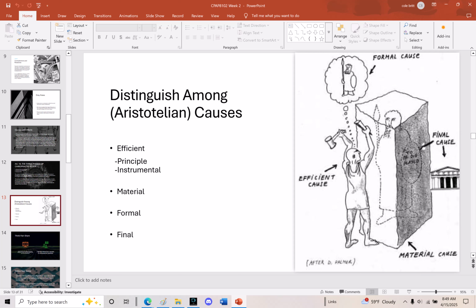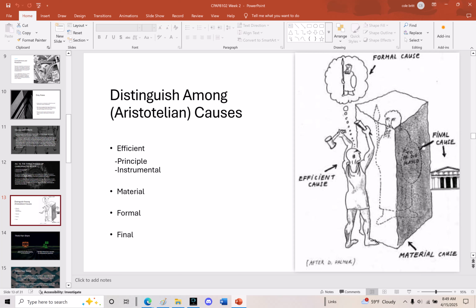The formal cause is what you see in the artist's mind. It's the idea of the sculpture once it's finished. The final cause is the actual finished piece. Does that make sense?